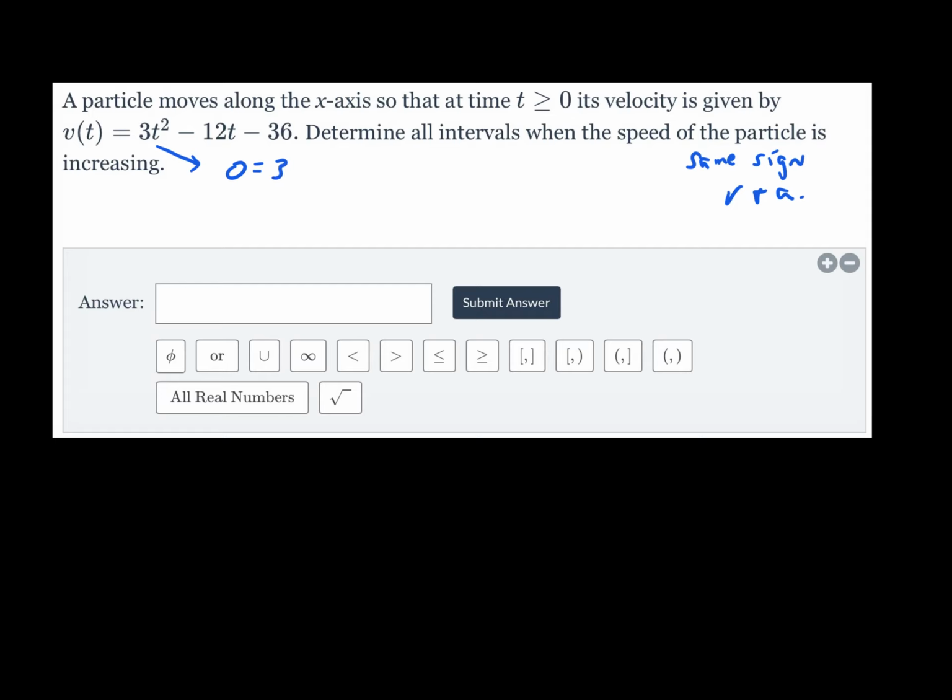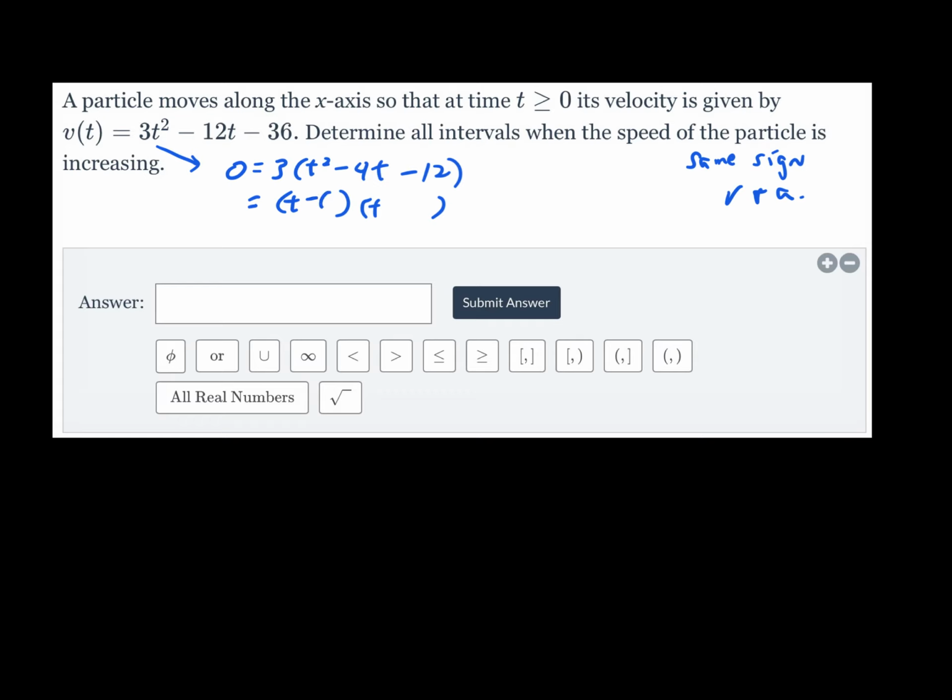I'm going to take out a common factor. We have t squared minus 4t, what is that, 3? So it's 12. I'm going to divide the 3 out. I think you've seen that before, so let's just continue. Negative 12.